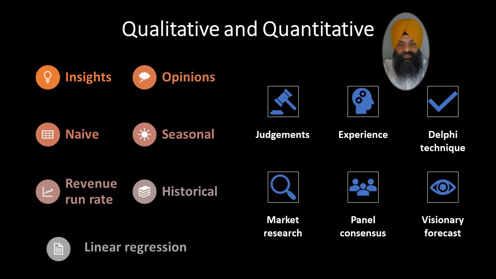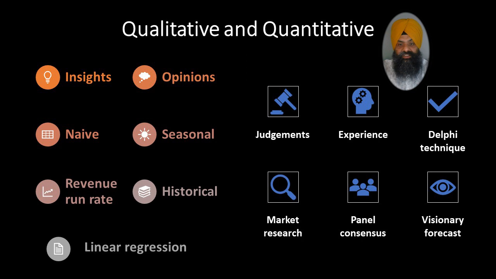Qualitative techniques are based on expert judgments and experiences. The primary qualitative forecasting techniques are Delphi, market research, panel consensus, and visionary forecast. These forecast techniques are used in combination or individually to develop better strategies to achieve sustainable growth in production, deliverables, demand planning, market, and sales.